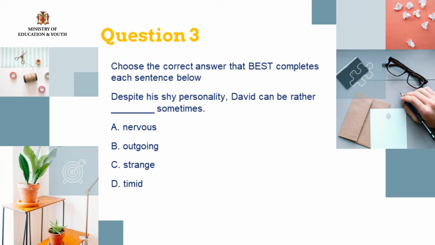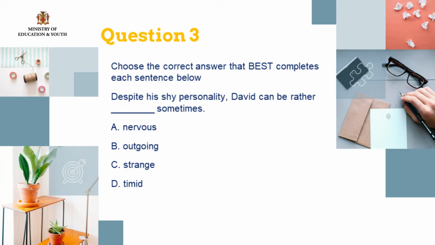Now, for this question, choose the correct answer that best completes this sentence. The sentence, or the context in this case, is: despite his shy personality, David can be rather blank sometimes. Here the context is telling us about David, and we're looking at two different sides of David's personality. A, nervous, B, outgoing, C, strange, or D, timid.